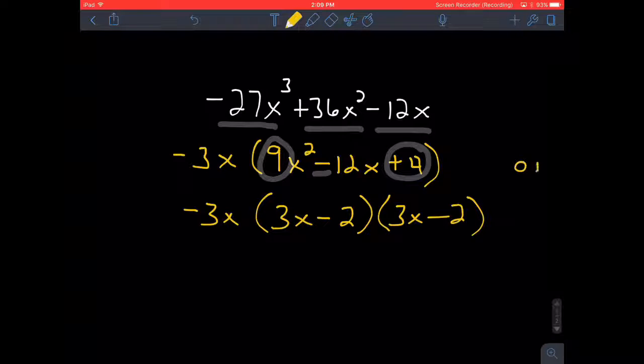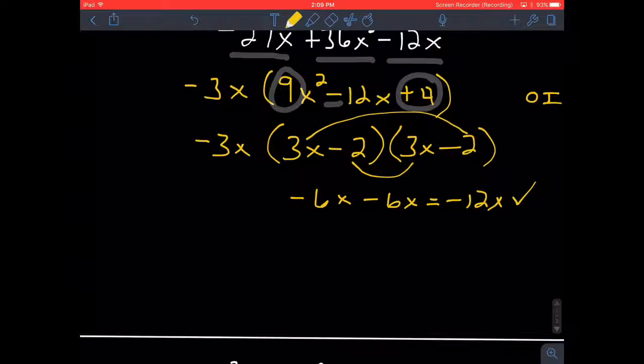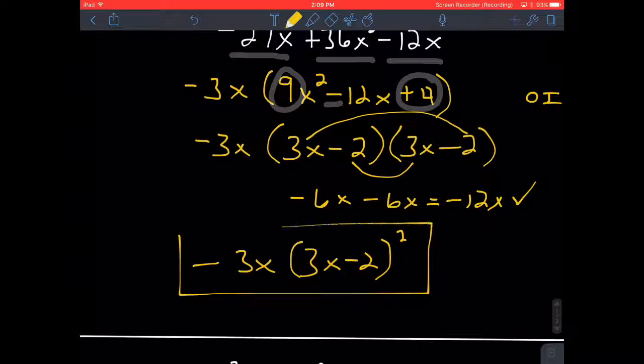And now we're going to use our outer and inner products to determine whether or not this is a valid solution. 3x times negative 2 gives me negative 6x, negative 2 times 3x gives me negative 6x again, and when those combine they give me the negative 12x that I started with in my parentheses, which means that my final answer is going to be negative 3x times 3x minus 2 quantity squared. Hey, this is a lot easier than it seems.